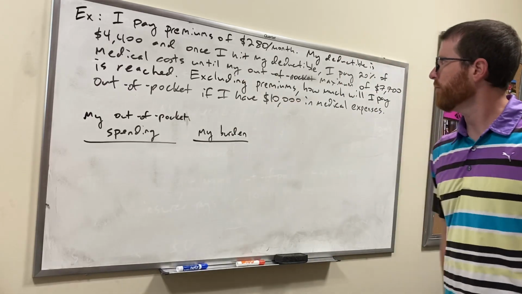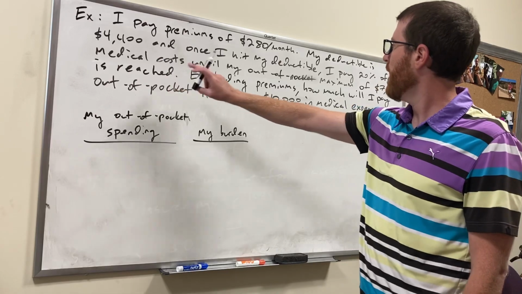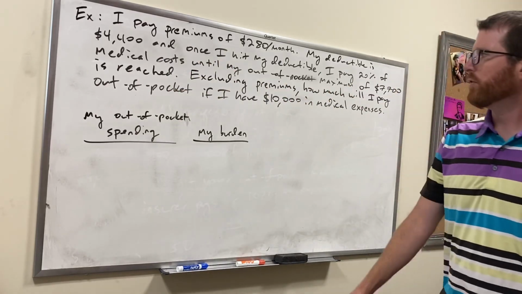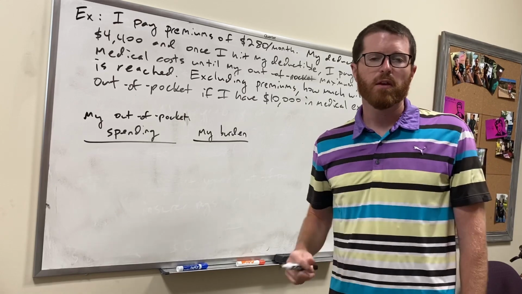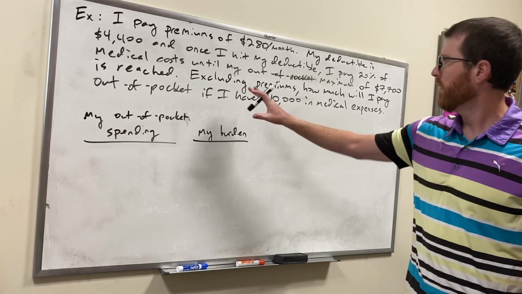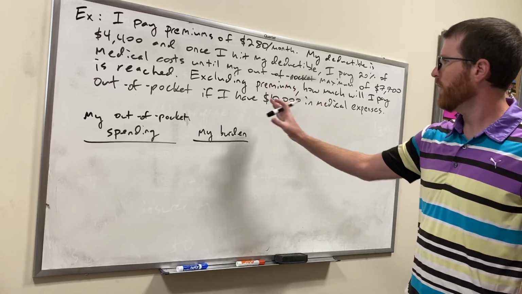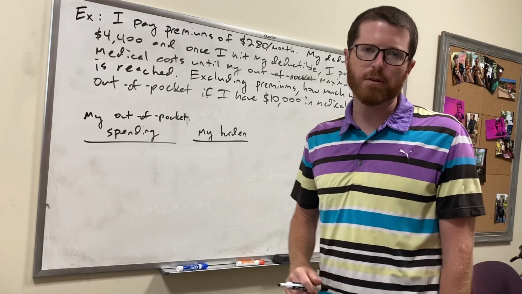So I pay premiums of $280 a month. My deductible is $4,400, and once I hit my deductible, I pay 20% of medical costs until I reach my out-of-pocket maximum. So given that information, what I'm asking for in this question is, ignoring premiums, how much will I have to pay out of pocket if I have $10,000 in medical expenses?